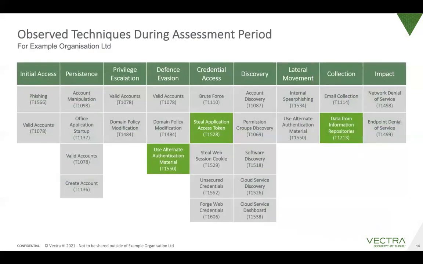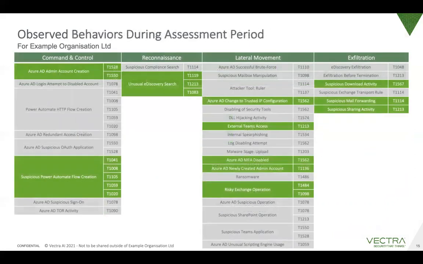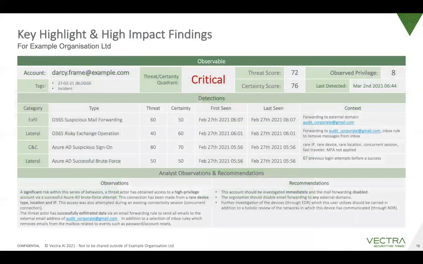Let's take a look at the observed techniques during an assessment period. So while we're assessing this environment, you can see here we are looking at the different techniques that were used, and we go even a step further. In just a few weeks, we take a look at the behaviors that had been displayed in this Office 365 and Azure Active Directory environment. We go beyond that, where we show the criticality of the detections that we find.